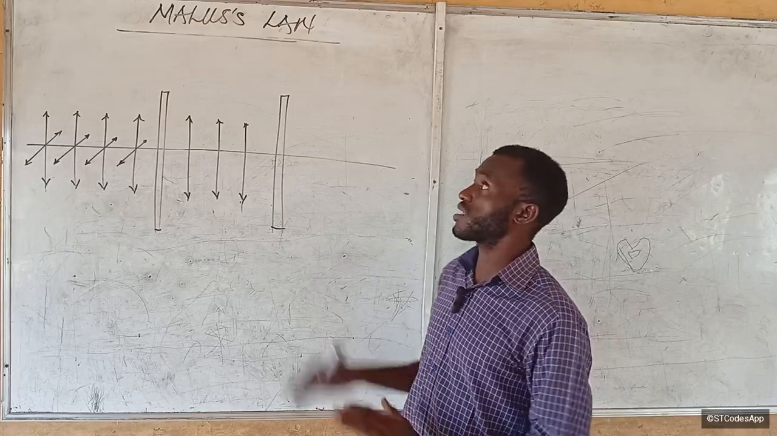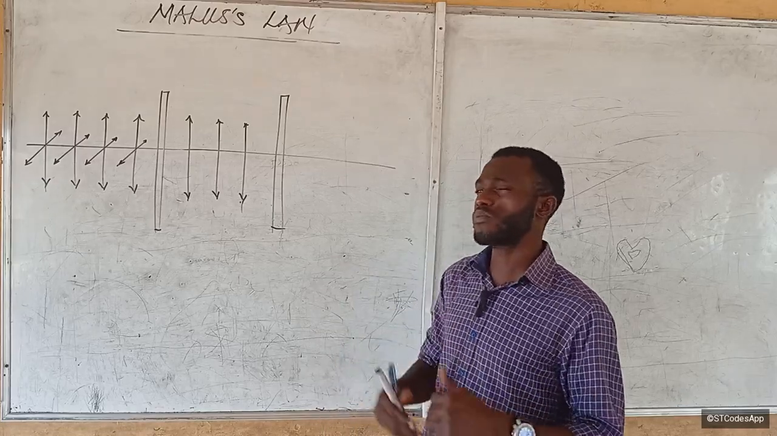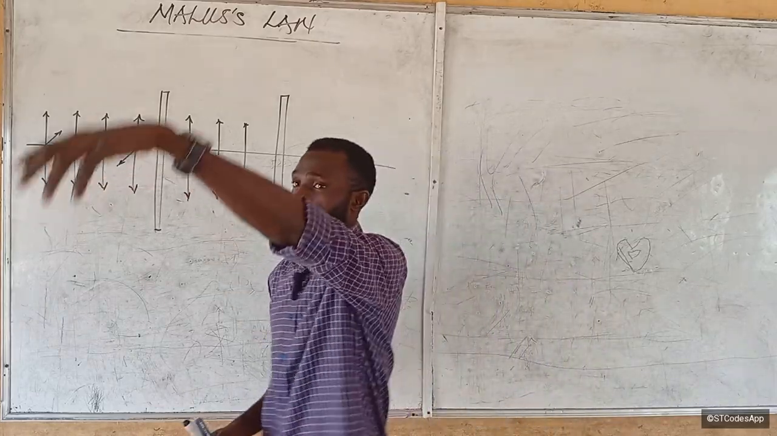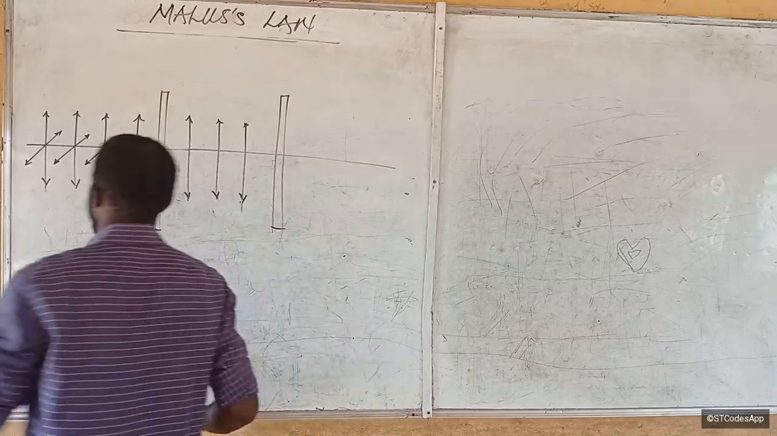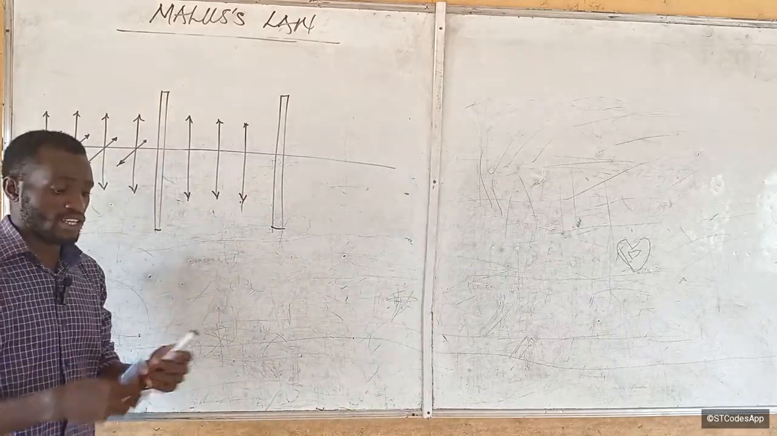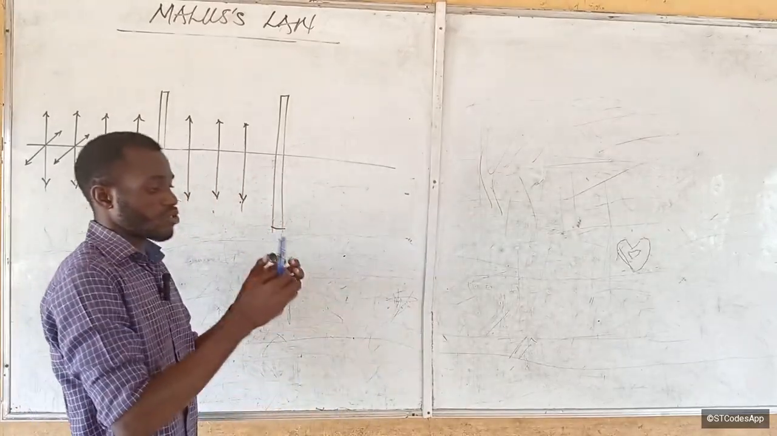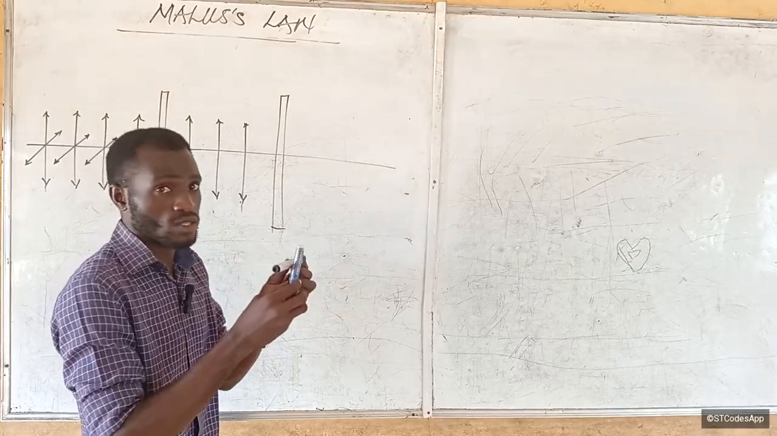Now, you must first understand the concept of polarization. I've explained Brewster's law, and I'll also link that in the description. So polarization is just about a ray of light that is traveling in different directions. Because it's an electromagnetic wave, it is transverse, right? So it's going to be traveling in two directions.